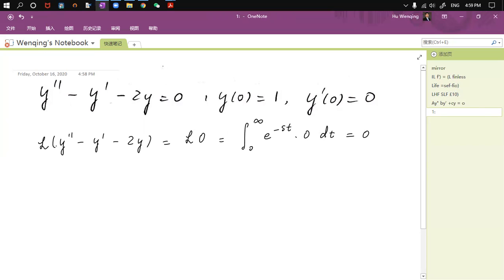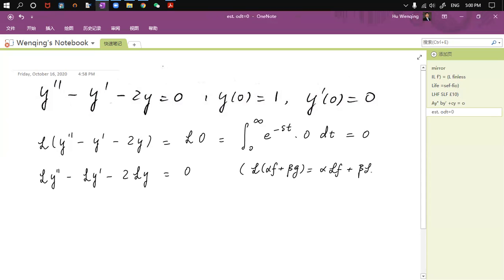Because the Laplace transform is a linear operation, that's why we introduced the linearity of Laplace transforms, you can split the bracket into L of y double prime minus L of y prime minus 2 times L of y, which is equal to 0. That's because the Laplace transform is linear: the transform of alpha f plus beta g is equal to alpha times the Laplace transform of f plus beta times the Laplace transform of g. Is that good for everybody?